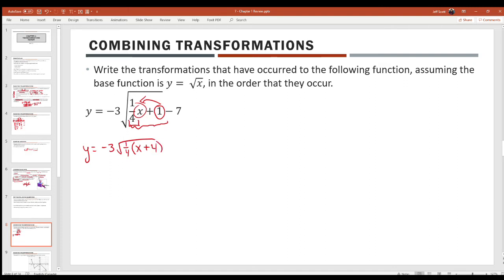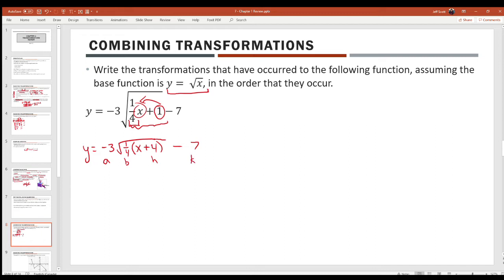Close the brackets off. I'll even make this square root a little longer so you can see it covers all of this. But then we have that -7 on the outside. So if we're comparing this to the base function, y equals the square root of x, we can see that we have an a value out in front, we have a b value in here, we have an h value of technically -4 inside of there because it's supposed to be x minus h, so it'd be -4 in there, and then we have a k value that's clearly -7 on the outside.